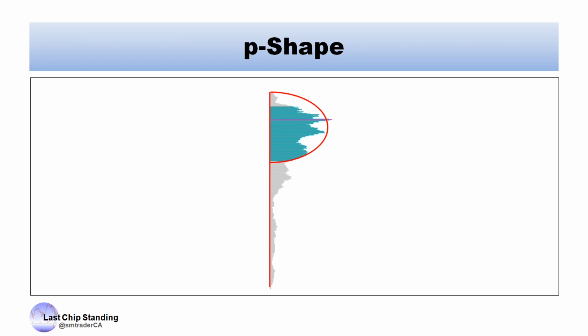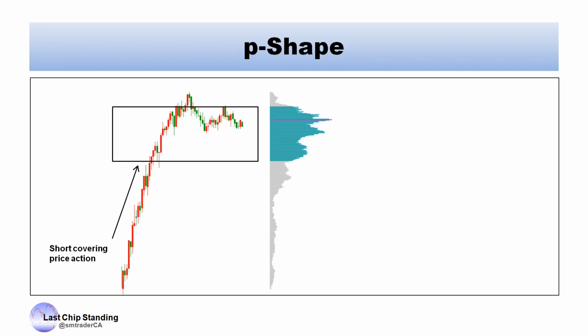This is a P-shaped profile. The most common action that generates this profile is short covering. You can see as the price moves up, there is little volume at each price level because most of the short covering orders are market orders. After the shorts have covered, price will consolidate and form the value area near the top of the price range, unless there are fresh buyers other than the shorts to take the price higher.